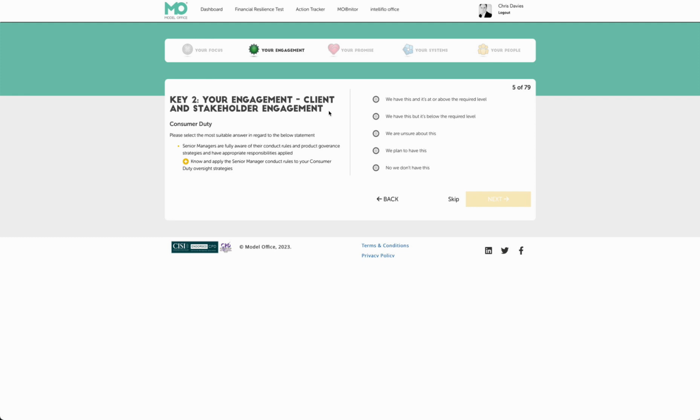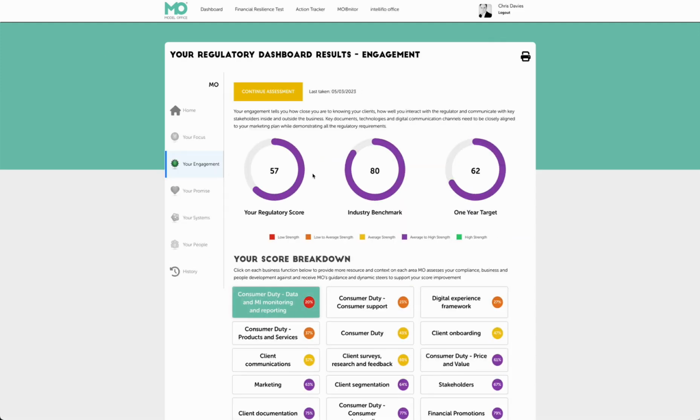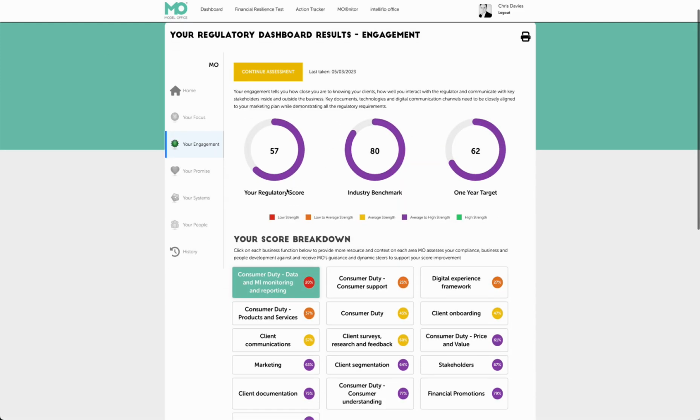So once you've answered all those question sets, what we now want you to do is really take a look at how you've performed. And what we've got here is 3 benchmarks. We're benchmarking you against where the FCA believe that you should be, and we've got a heat mapping process here from low to high strength. And then we've got an industry benchmark about how all the good firms are doing on the platform, how they're performing and how the best are performing in this particular area. At the moment we've got over 1,200 firms on Model Office, so there's good validity there. And then we've got a 1-year target to showcase how you're getting on.